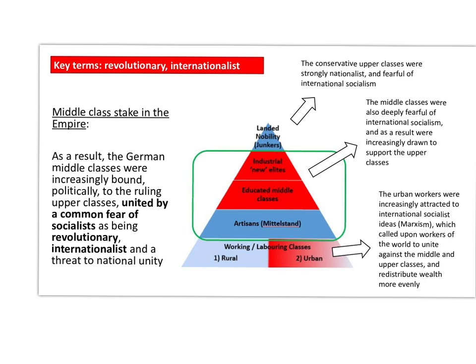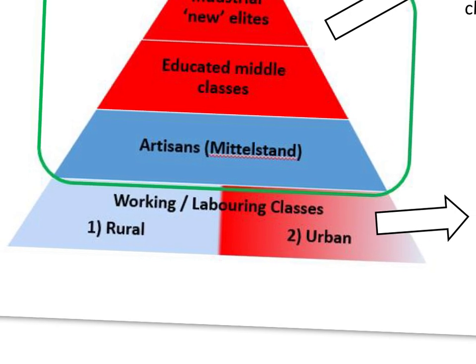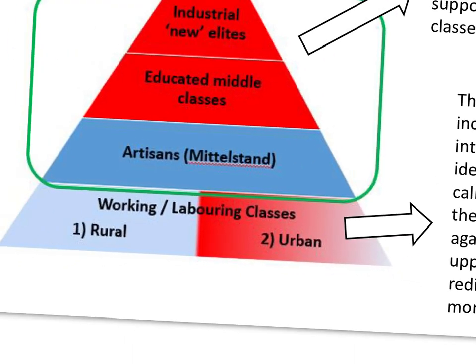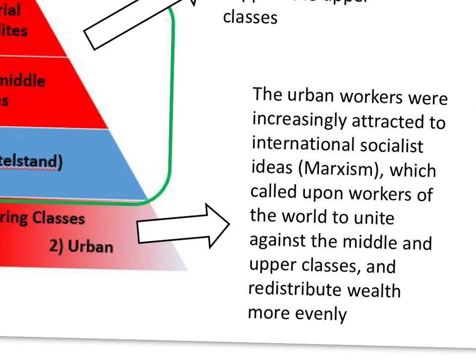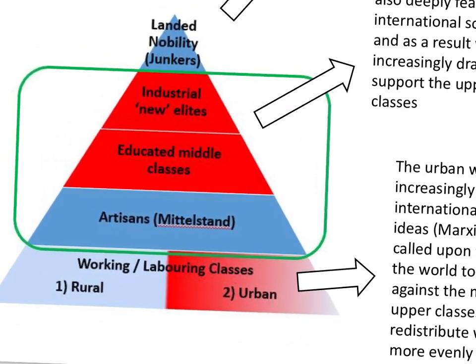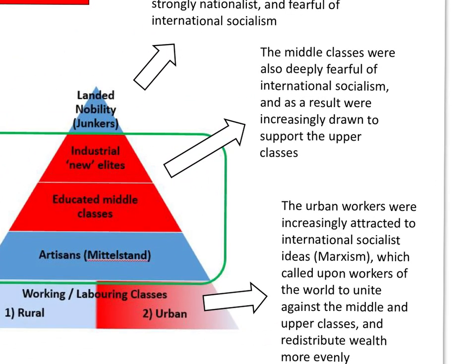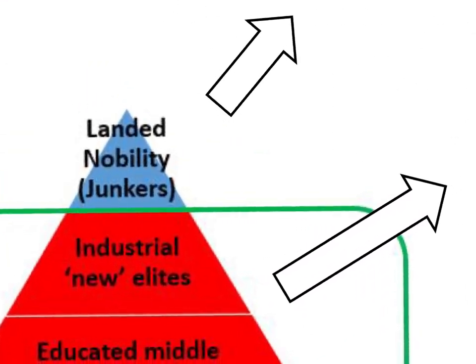So this slide attempts to represent, in the form of a diagram, the point that we're making about how this worked. So there at the bottom of our social pyramid are the working labouring classes, in particular the urban workers. And the urban workers were increasingly attracted to international socialist ideas, Marxism, which called upon workers of the world to unite against the middle and upper classes and redistribute wealth more evenly. So there are the middle classes, and at the top there are the upper classes.